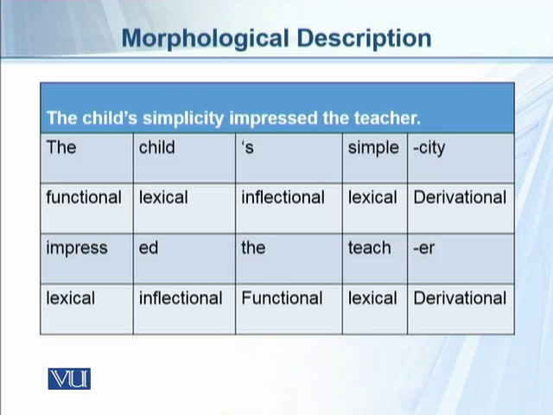So this is how we can describe the morphological process of the sentence by segregating it into different types of morphemes and telling which morphemes are derivational, which are functional, which are inflectional, which are lexical. There is another way we can do the same.